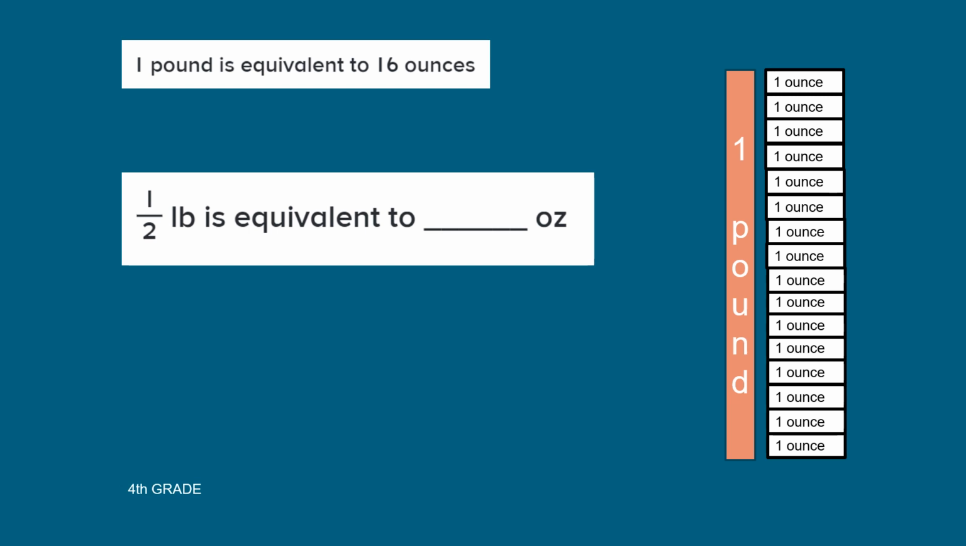Maybe you knew that since 16 ounces equals 1 pound, half of 16 is 8, so 8 ounces equal a half pound. Maybe you used the picture on the screen and split it in half and counted the ounces. 1/2 pound is 8 ounces.